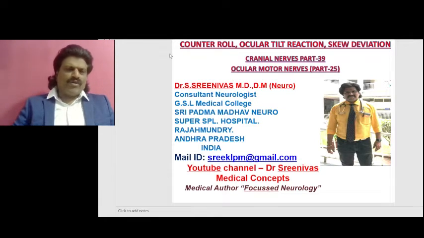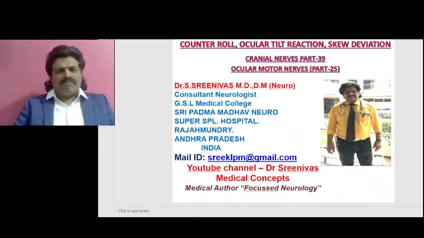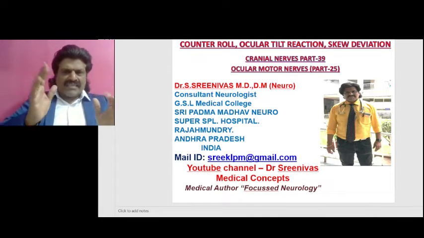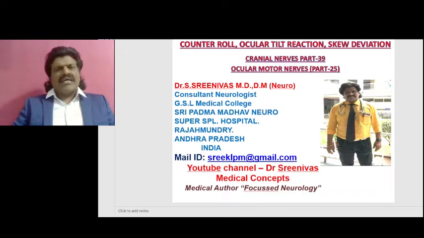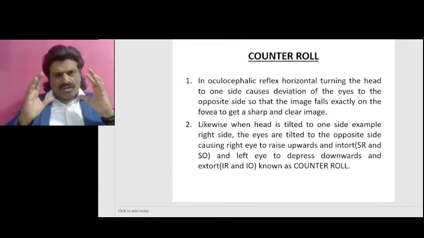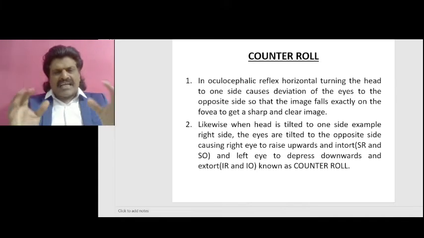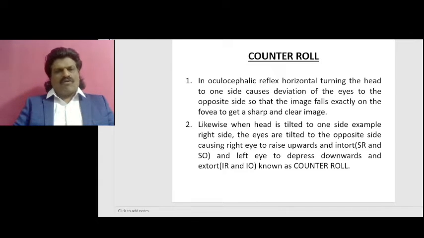sreeklpm@gmail.com. Today we are going to talk about one of the most challenging and fascinating topics of neuro-ophthalmology, the counter role, the ocular tilt reaction and skew deviation, cranial nerves part 39, ocular motor nerves part 25. So first we need to talk about counter role to understand the ocular tilt reaction and skew deviation. These are the most challenging and fascinating topics of neuro-ophthalmology. So first of all, the counter role.